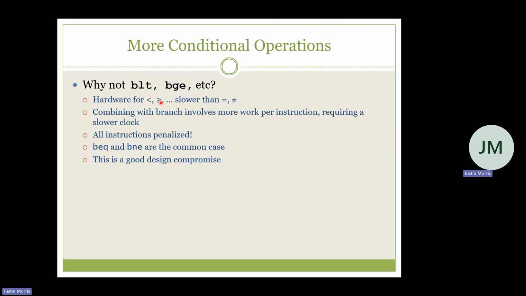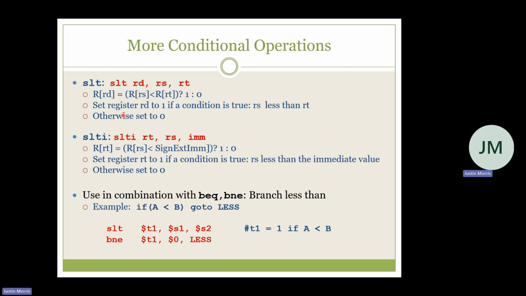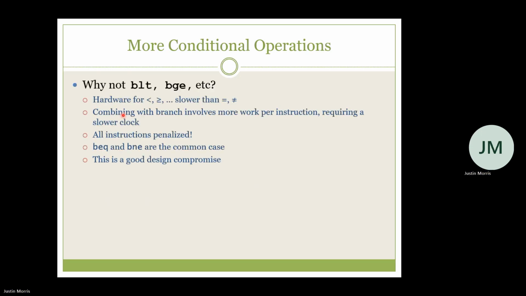And these comparisons are much slower than equals to or not equals to. So that means that we can optimize for equal and not equal in terms of our branching instructions. And with the help of set on less than, we can do those other inequalities. So it's just a design compromise in order to be more efficient on the hardware side.